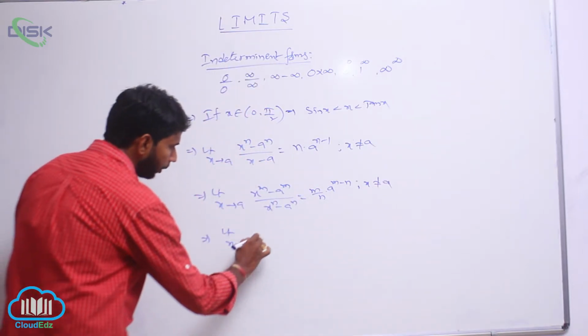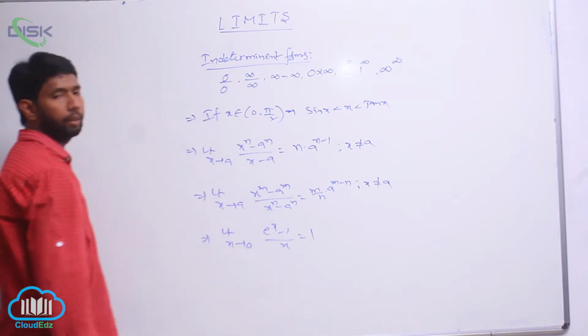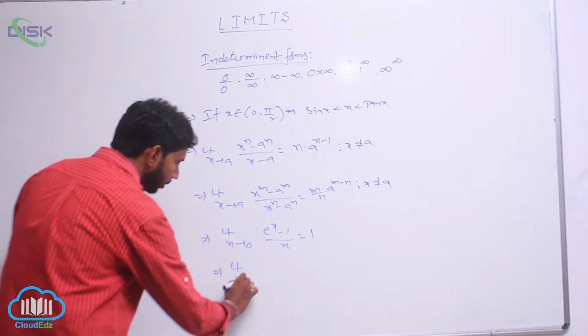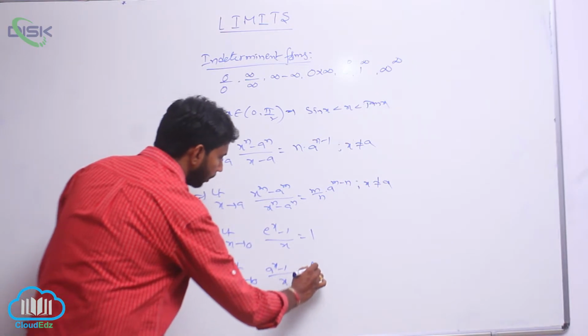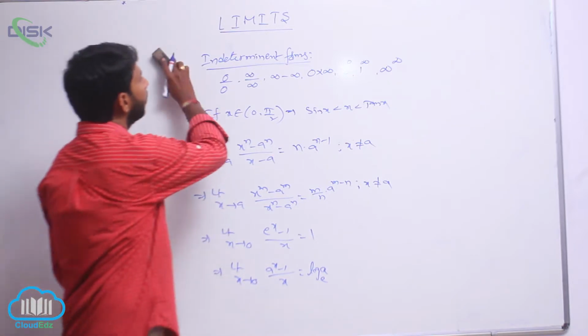Limit as x tends to 0 of e power x minus 1 by x is equal to 1. Limit as x tends to 0 of a power x minus 1 by x is equal to log a to the base e.